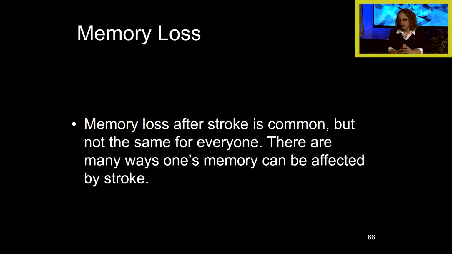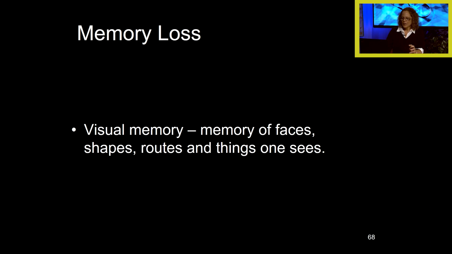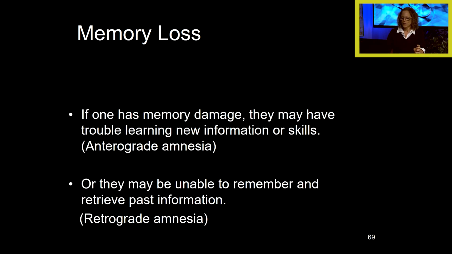Memory loss can occur after a stroke. It's not the same for everyone. There may be different ways that memory can be affected. Verbal memory can be a problem, where they can't remember the names of people, stories, or information about words. They can't remember people's faces or routes that used to be so simple for them before the stroke.